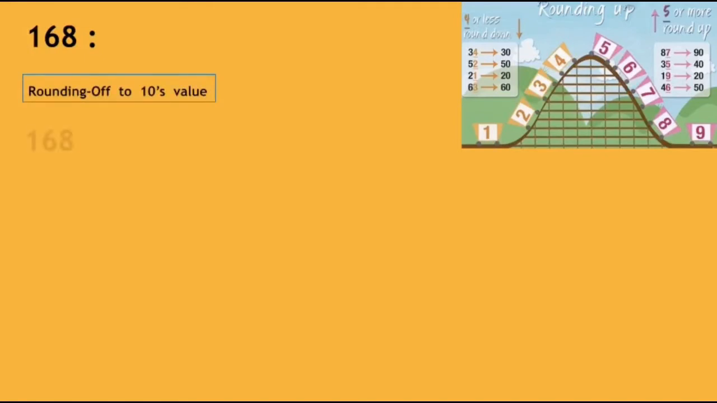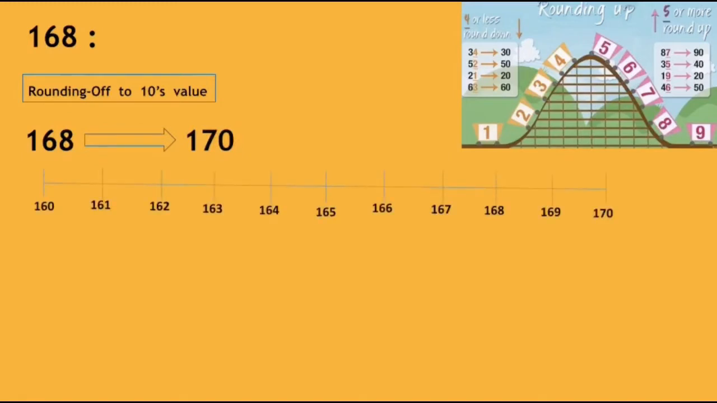168, we are rounding to the nearest tens value. Write 168 on the number line. 168 will be placed between 160 and 170. 165 is the middle number. This 168 is nearer to 170. So we will round 168 to 170.